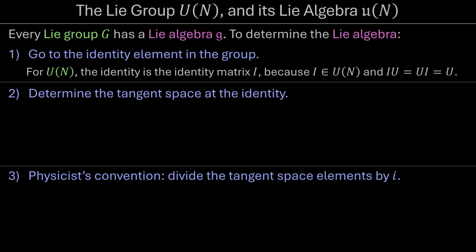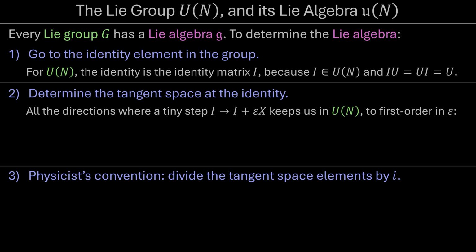But in general, the tangent space consists of all the directions where a tiny step from the identity matrix to a very close nearby matrix I plus epsilon X keeps us in the unitary group to first order in epsilon. The way to think about that matrix I plus epsilon X is that X is some totally arbitrary n by n complex valued matrix. So think of that as defining a direction in the space of matrices. And then epsilon is a scalar quantity that we're going to make vanishingly small.